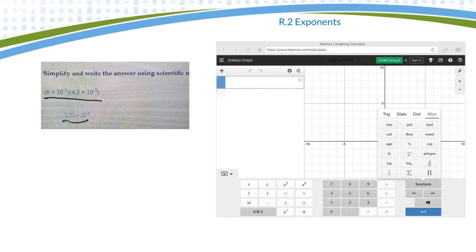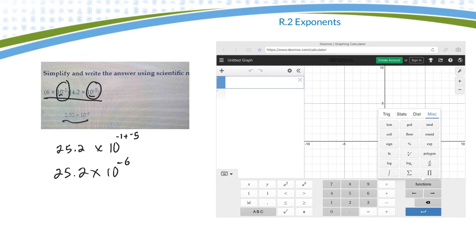Okay, so one thing you could do is you could do it in parts. So you could multiply the 6 times 4.2, and that comes out to 25.2, and then you could multiply these. Because they're the same base, you can add exponents. So it'd be 10 to the minus 1 plus a negative 5. Or you can write it as 25.2 times 10 to the minus 6.